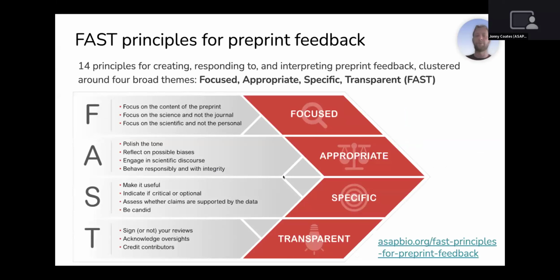When you do review a preprint, we've also devised these FAST principles for how to do that. And again, this is all linked out, so I'm not going to focus on this. But the idea is you provide focused, appropriate, specific, and transparent feedback. I always think you should sign your peer reviews. I think it's wrong to hide that because people need to know who you are and what your background is. There are dangers to doing that, and so I understand why people don't do it. But I think it would be better if we had a system where we did do it. And also it helps us recognize the review activity.